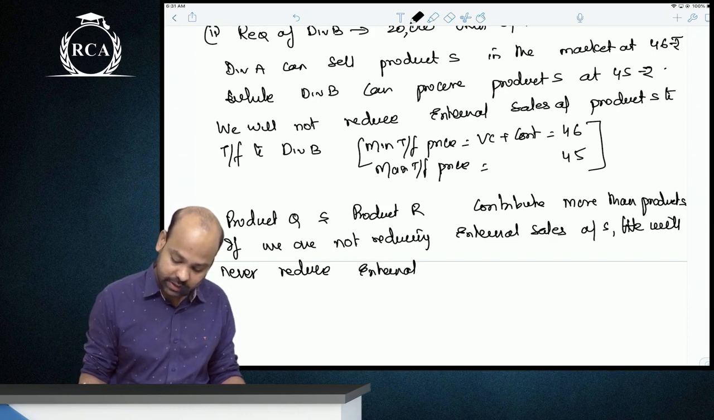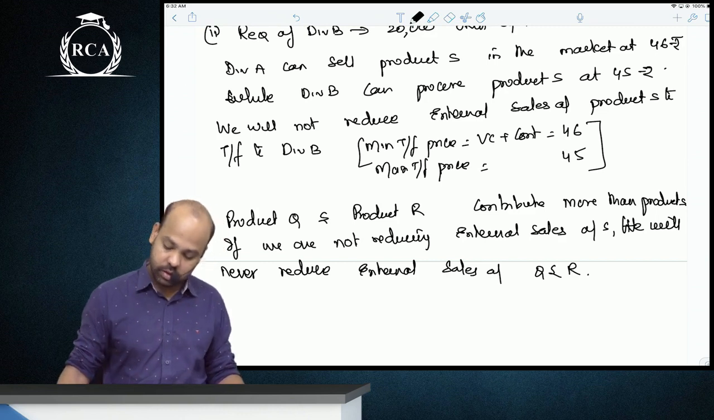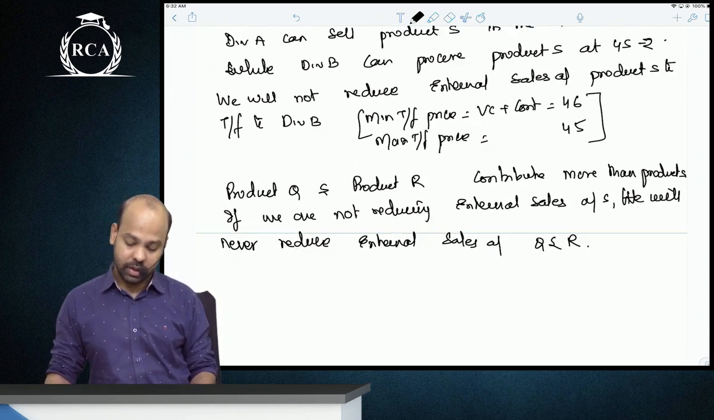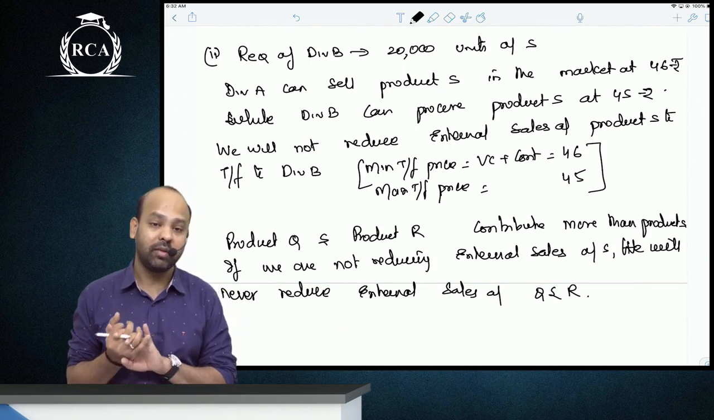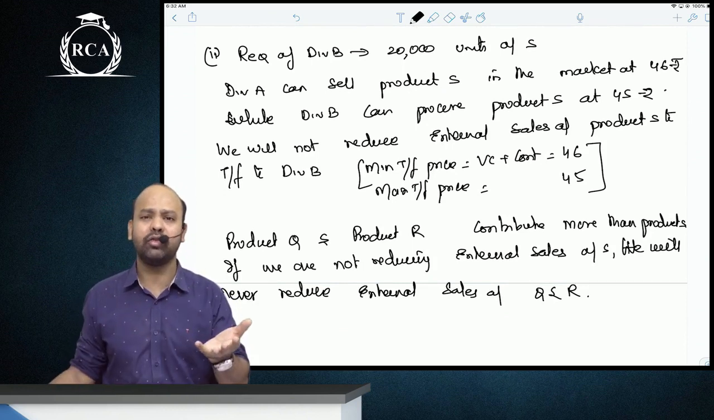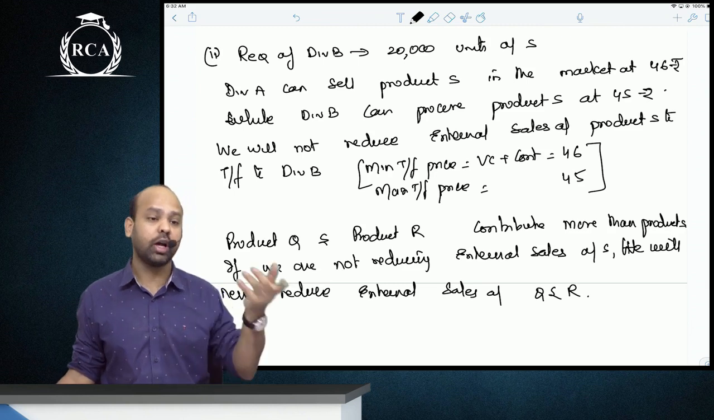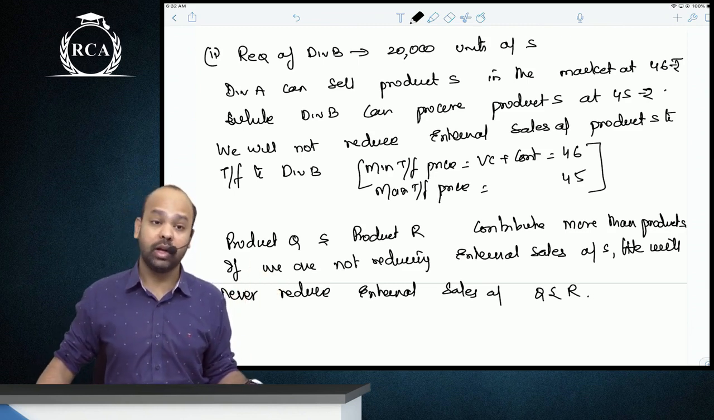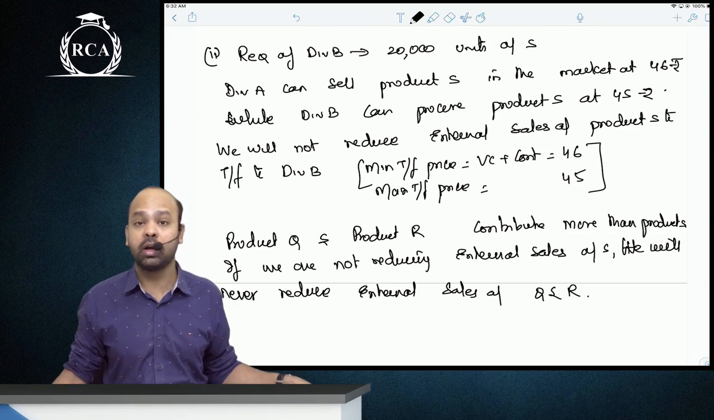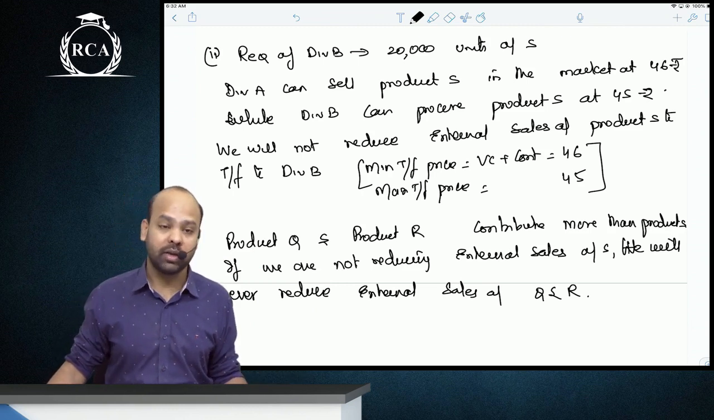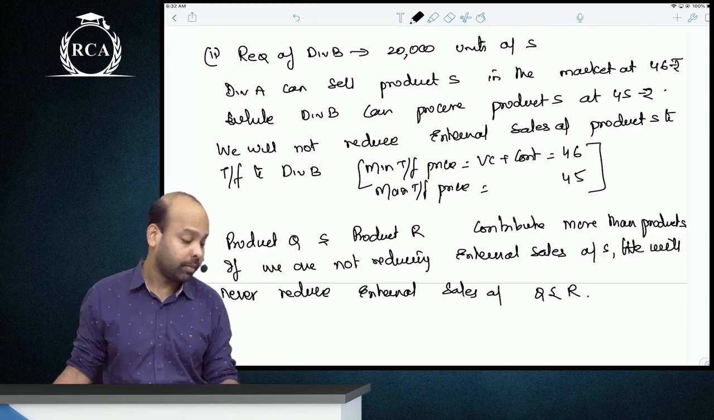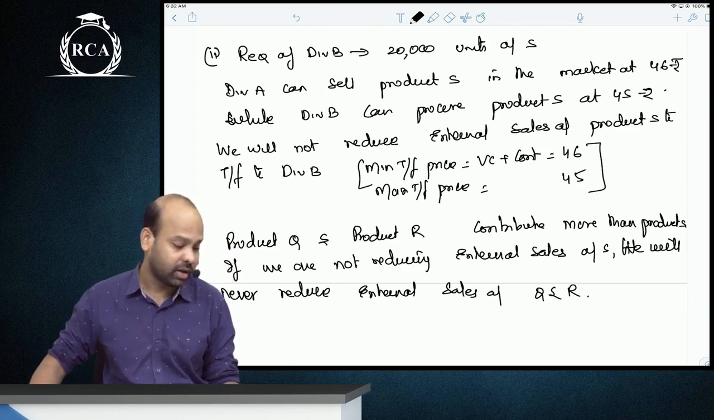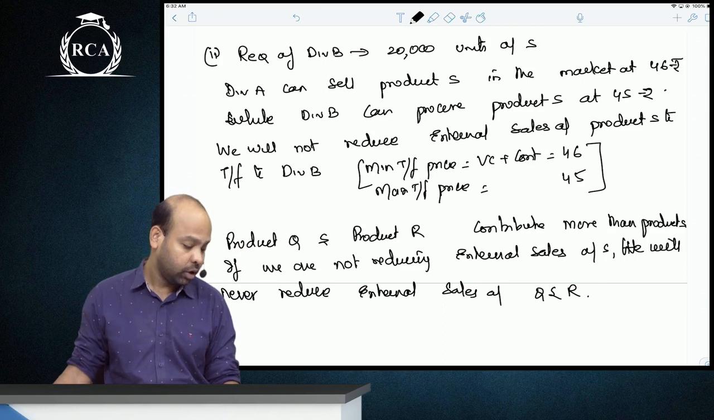Please understand, guys, why I am making this statement. Product Q and R contribute more than product S. So there is no way that we are reducing them. If we are not reducing sales of product S only, why would product Q and R come into the picture? Obviously product Q and R will not come into the picture anywhere. Understood sir? Yes sir. Absolutely fine. No doubt about it.